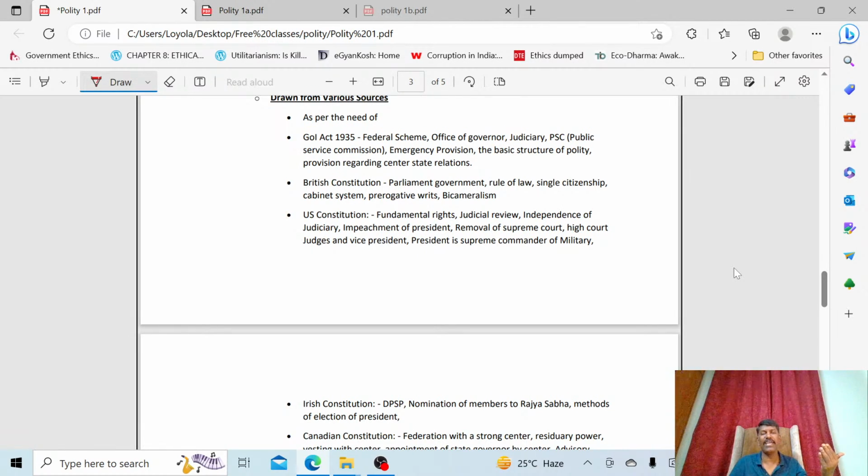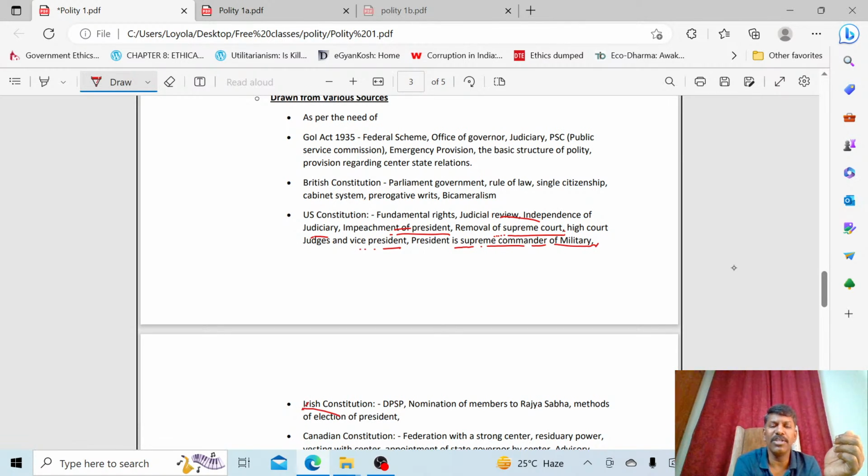And from the UK, I borrowed the parliamentary form of government, rule of law, single citizenship, cabinet system, writ jurisdiction in the name of prerogatives, and bicameralism. These are all the ideas. And from the USA, the basic things regarding fundamental rights and judicial review, independent judiciary, impeachment, removal, and other things. The Vice President, and the President is the supreme commander of the military. In that manner, I have borrowed.